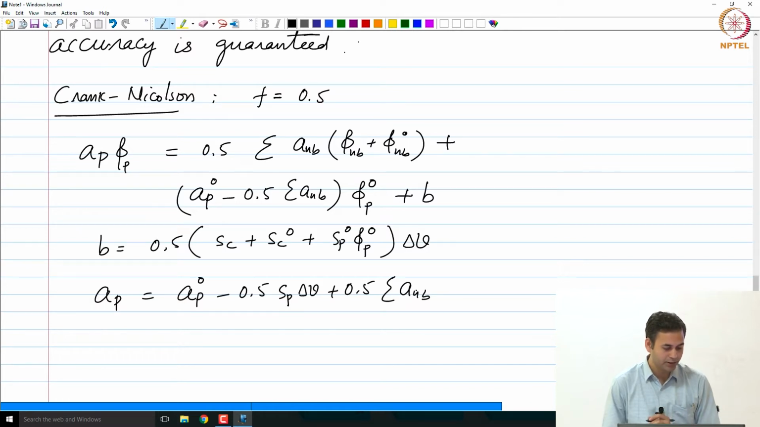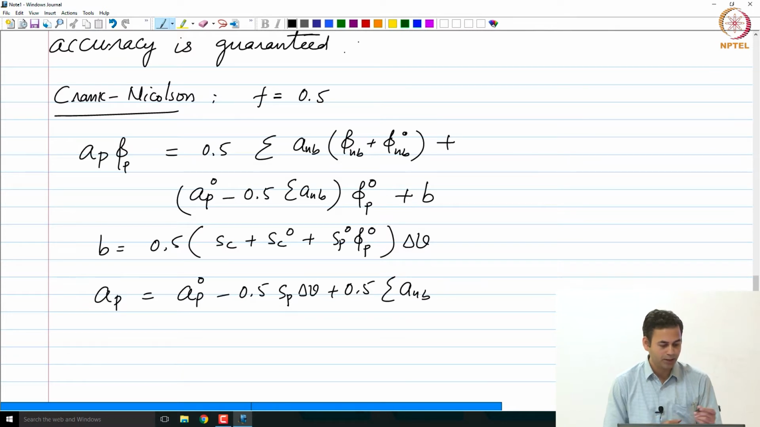So these are the discretized equations for the Crank-Nicolson scheme, and of course, your A p naught would remain the same, that is rho times delta v by delta t. Okay. So what we say is that this scheme uses a linear interpolation between values of phi at t and t plus delta t. As a result, you would get this 1/2 factor in there.